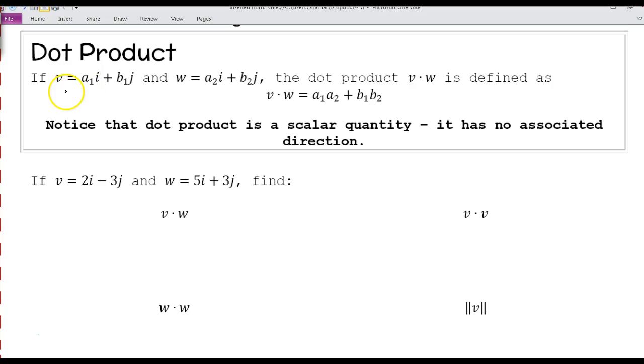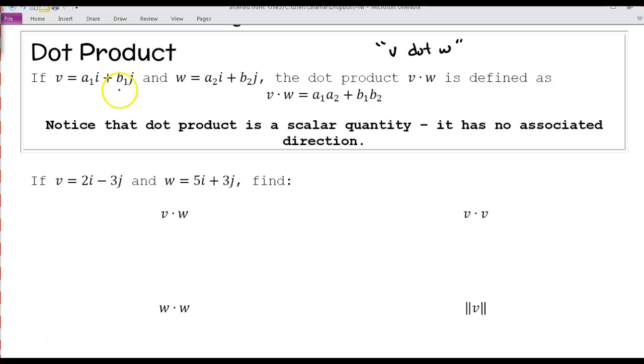So if we have two vectors, vector v, which is a1i plus b1j, and w, which is a2i plus b2j, then the dot product v dot w, notice we say this v dot w, that's how we say that. It's not really multiplication. It's kind of a new operation that combines addition and multiplication. It's defined as a1 times a2 plus b1 times b2.